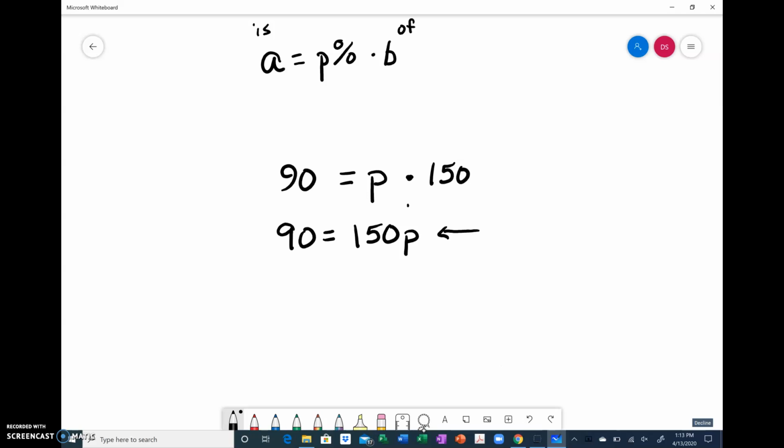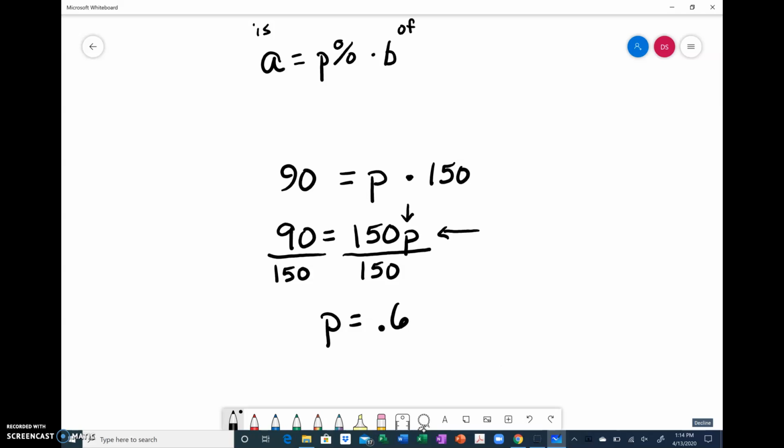Remember, the goal is to get the variable, in this case P, alone. How will we do that? It's multiplied to 150, so I'm going to do the inverse operation. I'm going to divide both sides by 150. Again, I've written out my work so the teacher sees how I'm solving it. Into my calculator, I type 90 divided by 150, and I get 0.6. So P equals 0.6.